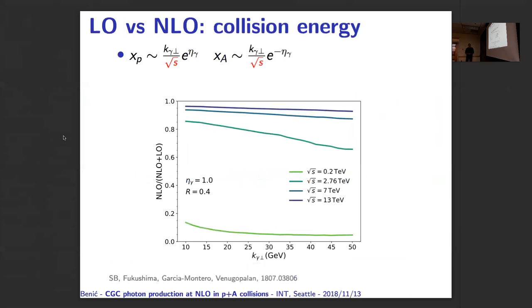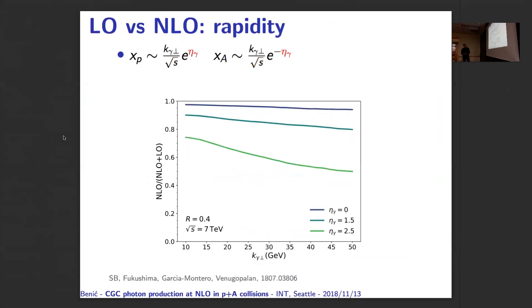We tried to do that. That was one systematics, and this is a systematics where we fix the collision energy and change the rapidity. Then at forward rapidities, of course, the projectile gets more dilute, and these valence quarks start to contribute, and the NLO contribution drops to about even 50%.